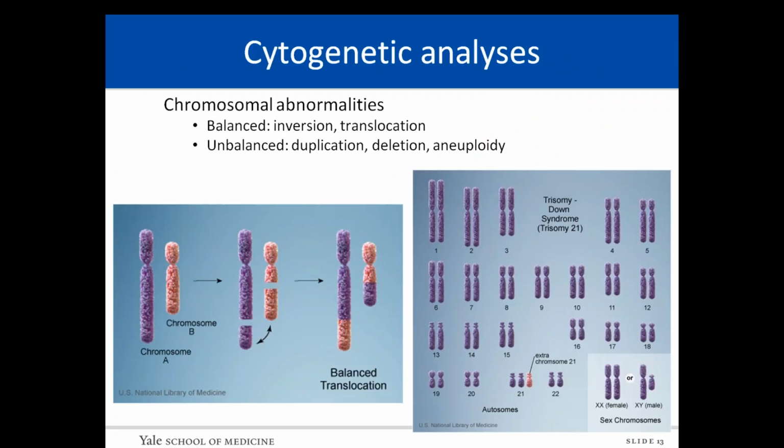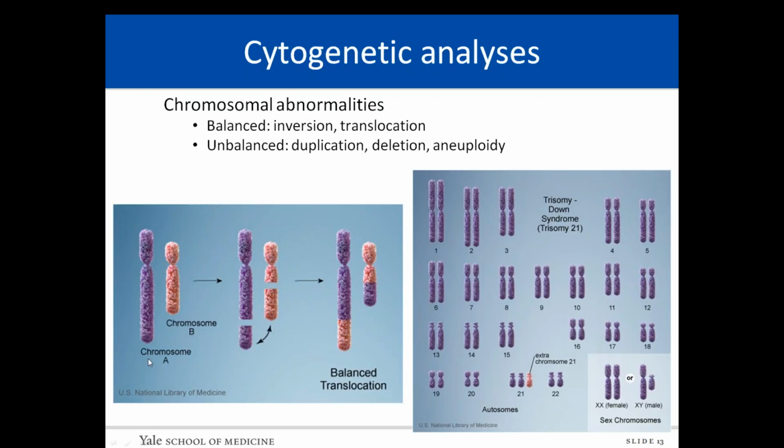Okay, so another technique that human geneticists use to understand the genetic contribution for autism is cytogenetics. This is looking at chromosomal abnormalities, and there are two main types: balanced abnormalities, in which there is no net gain or loss of chromosomal material, and unbalanced, in which there is gain or loss of material.